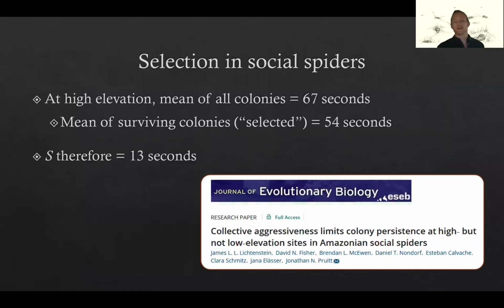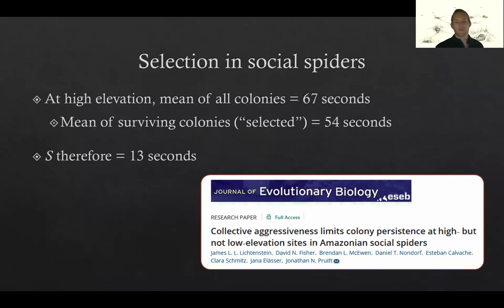So we then conclude that there's selection at high elevations, and we can work out our selection differential. We can take the mean of all colonies at high elevations, which was 67 seconds for them to attack a prey item. And then we can take the mean of the colonies that survived, which are our selected colonies. That was 54 seconds, giving a selection differential of 13 seconds, which is not particularly large.